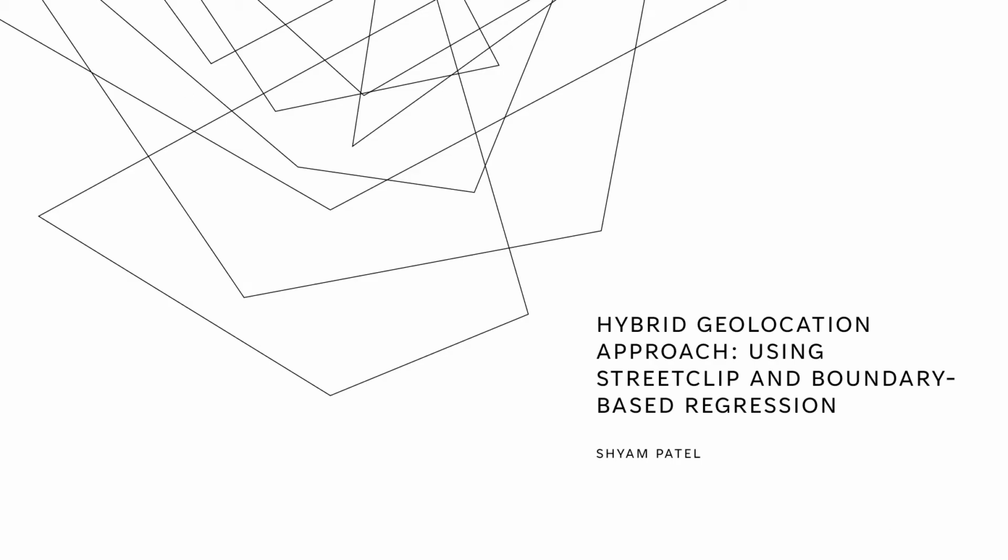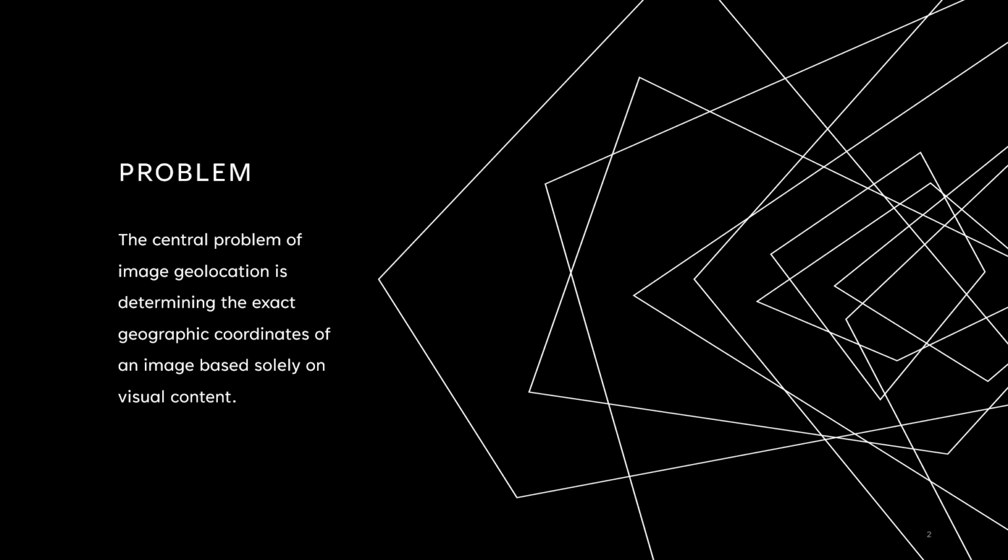Hey, so my project is on hybrid geolocation using street clip and boundary-based regression. My name is Sham Patel, and the problem description is: geolocation, or image geolocation, is determining the exact geographic coordinates of an image based solely on visual content.